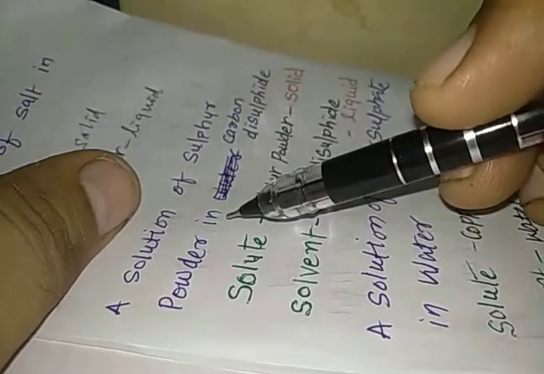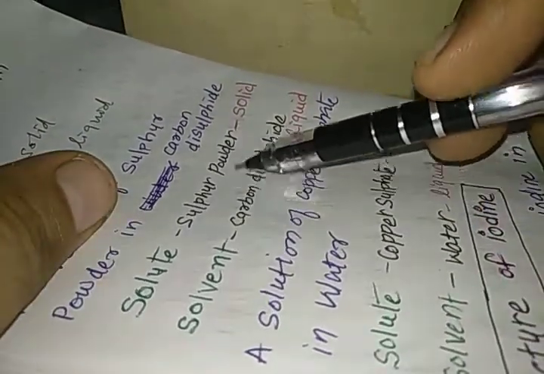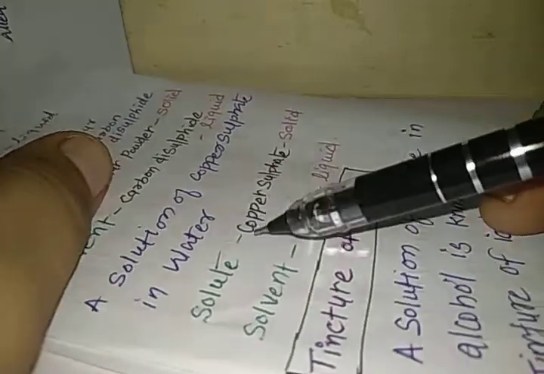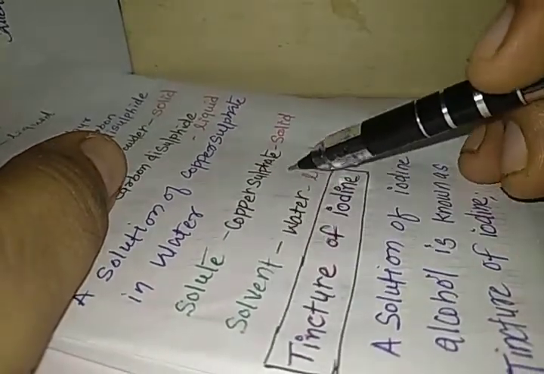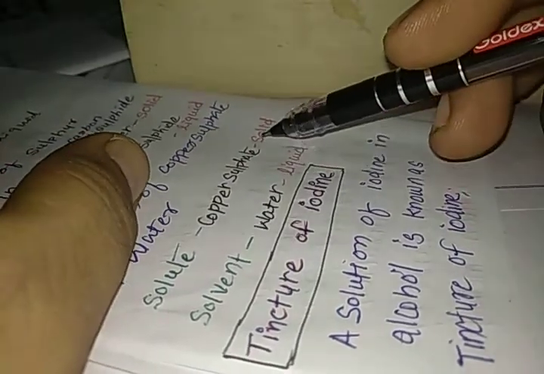A solution of sulfur powder in carbon disulfide. The solute, sulfur powder, is solid. The solvent, carbon disulfide, is liquid. A solution of copper sulfate in water is also a solid in liquid kind of mixture. We have the solute, copper sulfate, which is solid, and the solvent, water, which is liquid. So it is also a solid in liquid type of mixture.